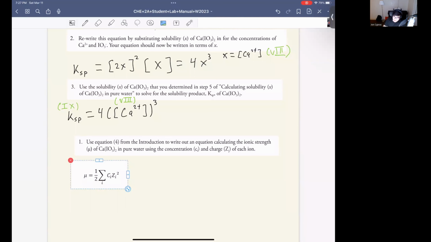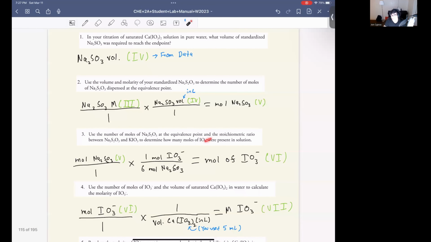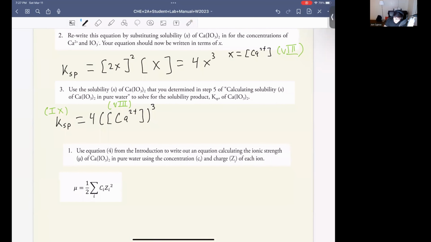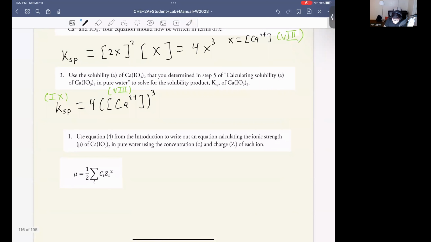So you want to use the concentration of each ion and the charge of each ion. That's pretty easy, you know the charges. The calcium is 2 plus and the iodate is 1 minus. So we're just going to follow this equation here. It's not too bad. Mu is equal to, just remember that this just means you're adding them all up. I is just a placeholder, really.